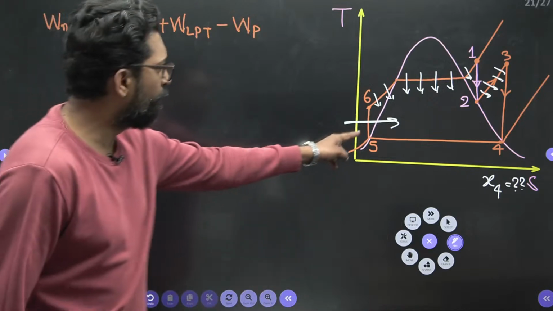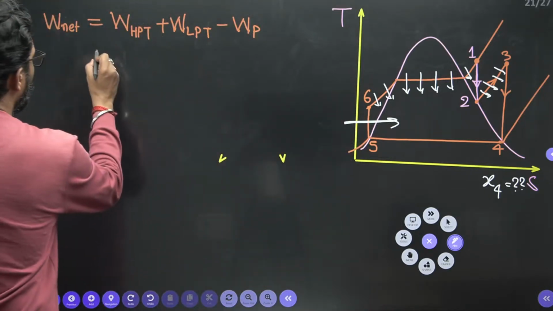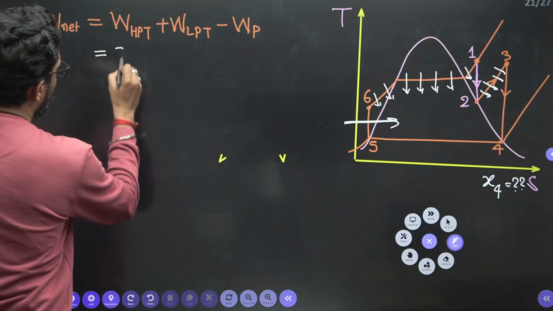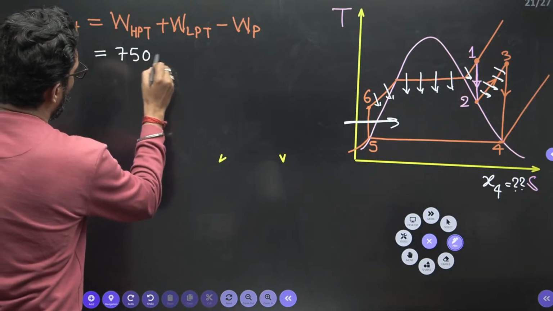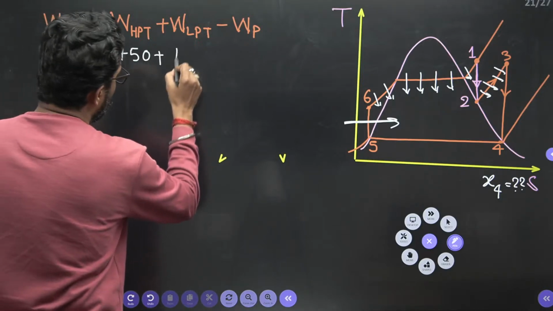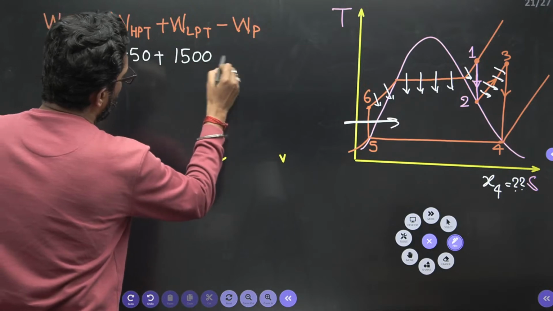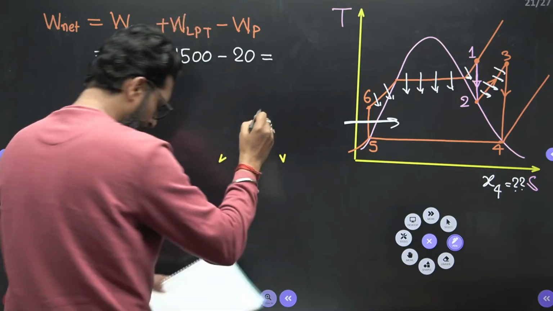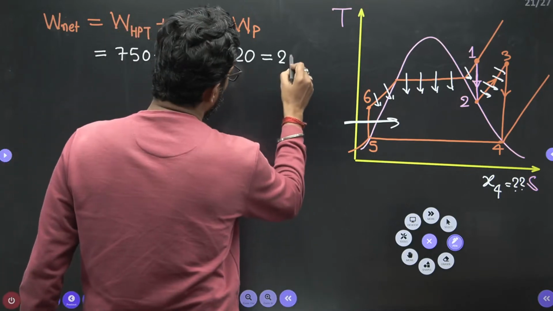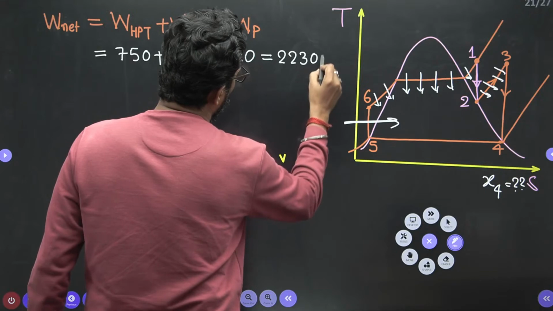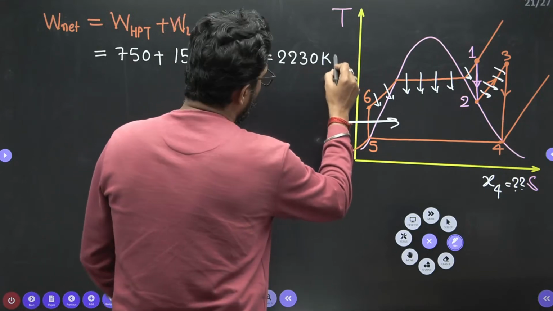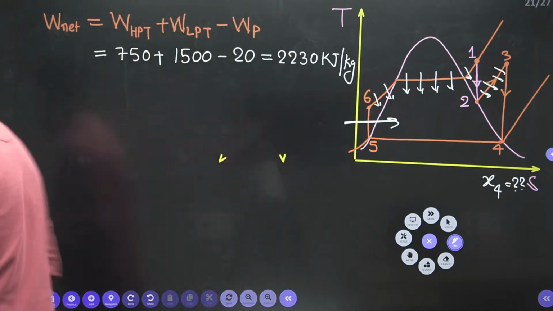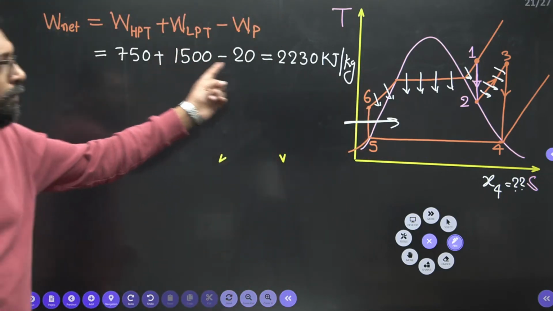Why? Because 5 to 6 is the pump. Put all these values, you have a value. High pressure 750, low pressure I think this is your 1500, and the pump work is given as 20. How much is it, beta? This is your 2230 kilojoule per kg. So this is the specific work, net specific work from the turbine.